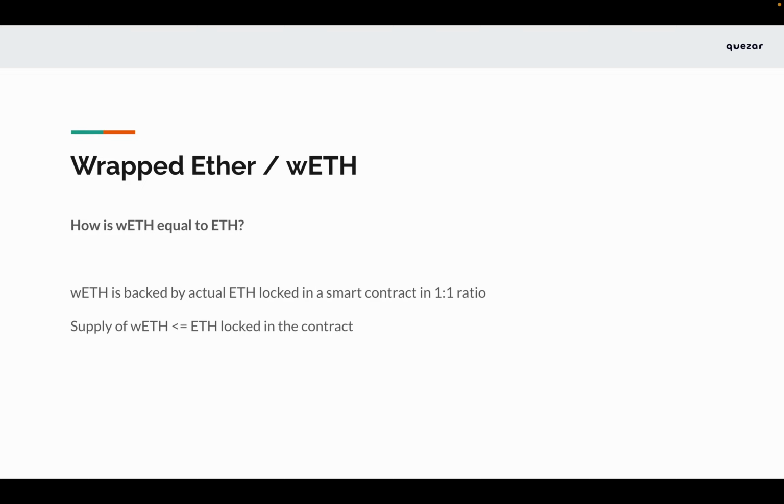The next question is, how is the value of wrapped Ether equal to the value of Ether? This is so because wrapped Ether is backed by actual Ether locked in a smart contract in a 1:1 ratio. This means that the supply of wrapped Ether is always going to be less than or equal to the Ethereum locked in that wrapped Ether contract. Whenever you send in an amount of Ether to the contract, it will mint an equivalent amount of wrapped Ether. And whenever you send wrapped Ether to the contract, it will transfer back the equivalent amount of Ether from its own balance. And that's how this value is maintained.